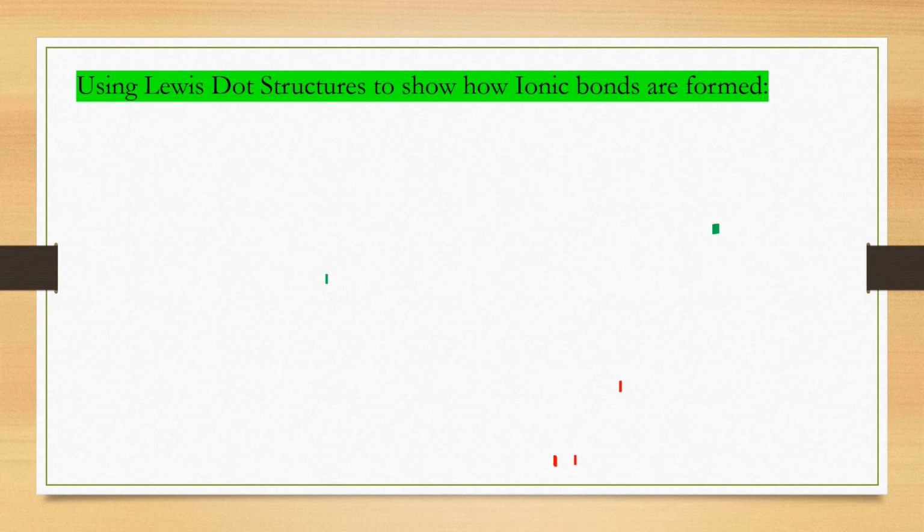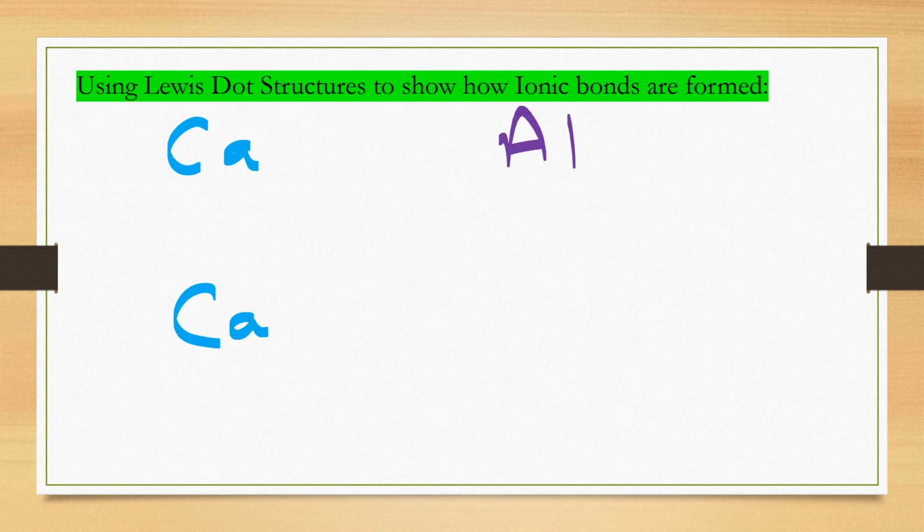So we are going to do aluminum and calcium. So we'll do calcium and aluminum. All right, calcium has 2 valence electrons. Aluminum has 5. Okay, so we know that aluminum needs 3, calcium needs to get rid of 2.